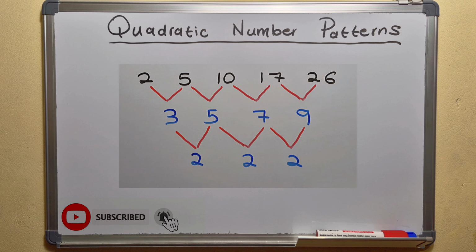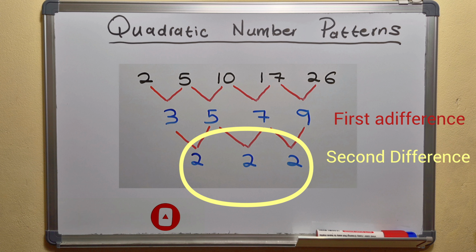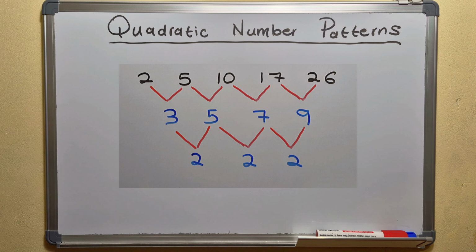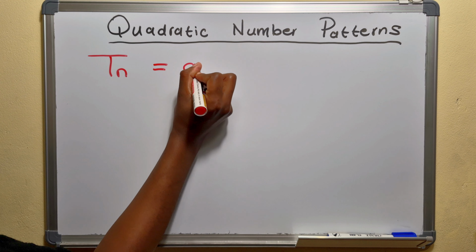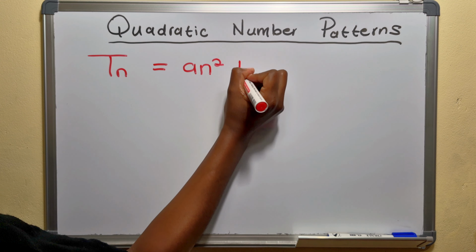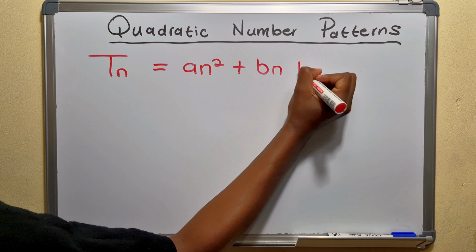So when we talk about a quadratic number pattern, we talk about a sequence of numbers where the second difference between any two terms is constant. Before we get into details, we have to note that the general term for the quadratic number patterns is Tn equals an squared plus bn plus c.